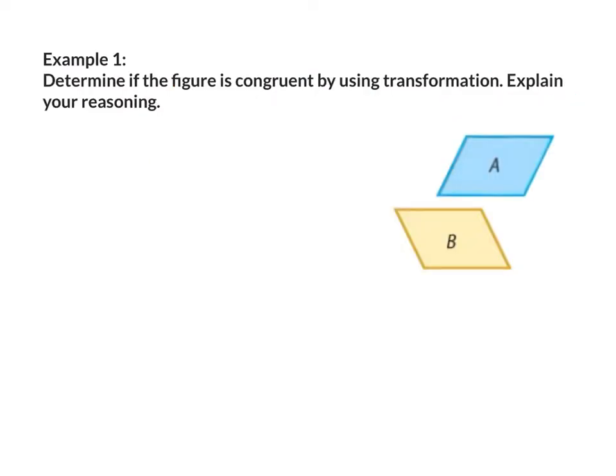Example number 1. Determine if the figure is congruent by using transformation. Explain your reasoning. So I can either translate it, rotate it, or reflect it. So let's try to translate it. So I'm going to slide it down. Okay, that's not going to work. So let's see if I can rotate the figure. Okay, that's not going to work either.